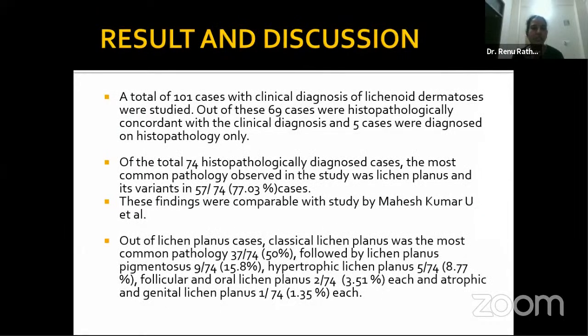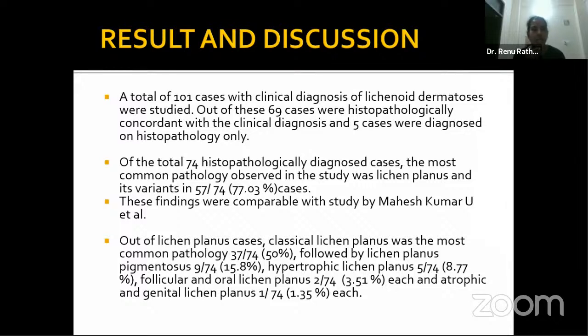Out of these total 101 cases with clinical diagnosis of lichenoid dermatosis, 69 cases were histopathologically concordant with the clinical diagnosis, and 5 cases were diagnosed on histopathology only. So a total of 74 cases were analyzed, and of these 74 histopathologically diagnosed cases, the most common pathology observed was lichen planus and its variants, which was 57 cases out of 74, making up 77.03% of all the cases. And these findings are compatible with the study by Mukesh Kumar et al.